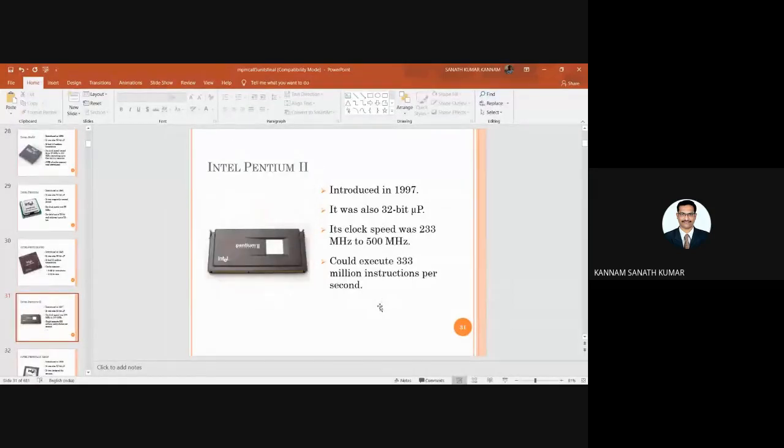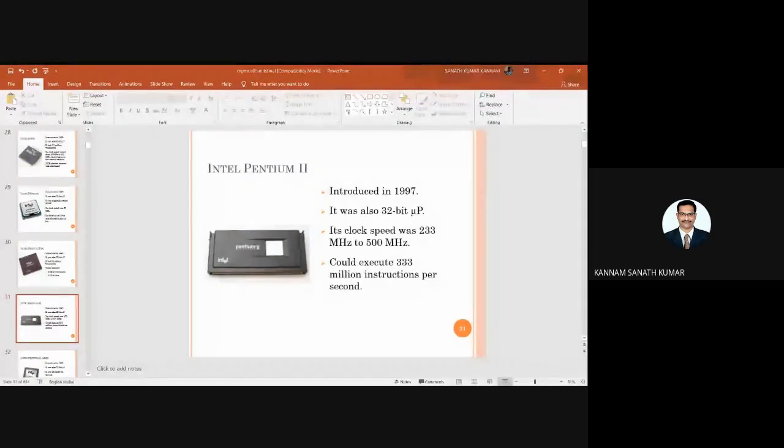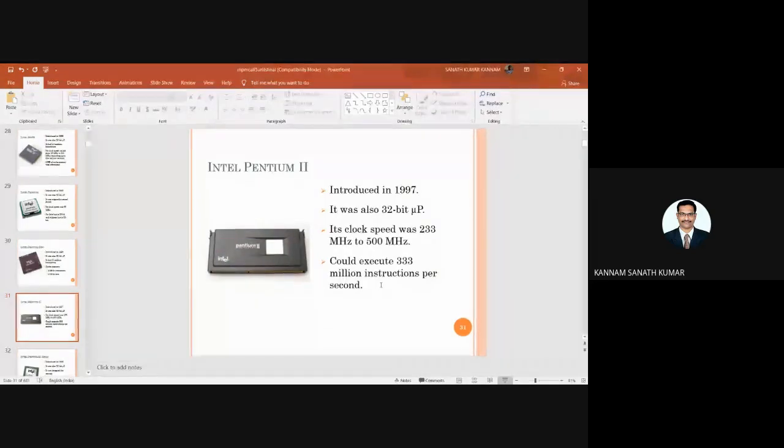And Pentium 2. This is a slot type microprocessor, so we can keep it in a slot. It was introduced around 1997. It is a 32-bit microprocessor, and the clock speed is 233 to 500 megahertz. So it can execute 333 million instructions per second.